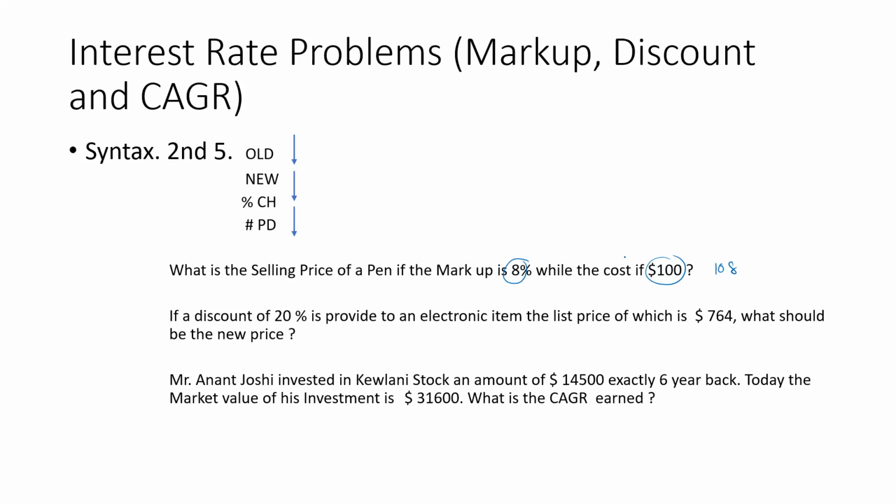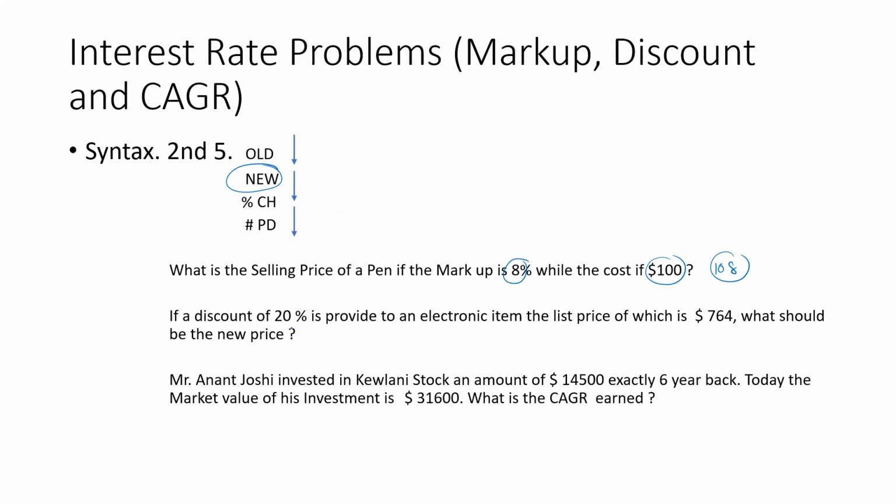Second 5, in place of old, write 100, press enter, press the down key, new, ignore it, press the down key again. You'll see % change, put 8 and say enter. Press the down key again. You'll see PD is equal to 1. Leave it at that. Press the down key again. Come back to OLD. Press the down key again. Now you come to NEW. Press CPT and it will give you 108. Okay. Now the reason I'm saying this is because sometimes I have to do some fuzzy calculation. Instead of that, I can make use of the calculator again.